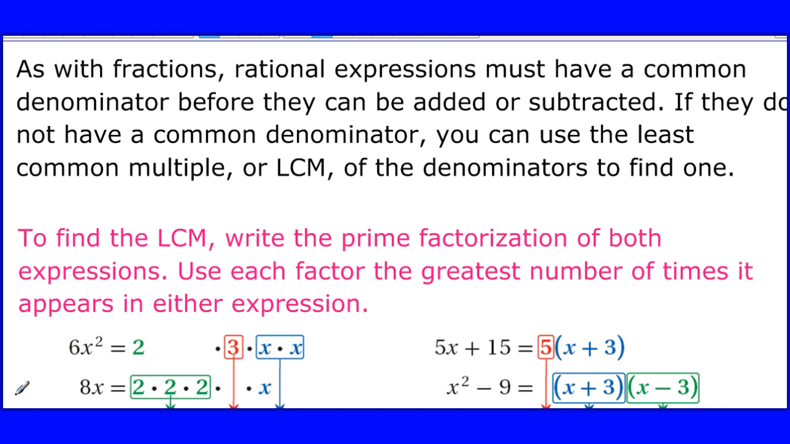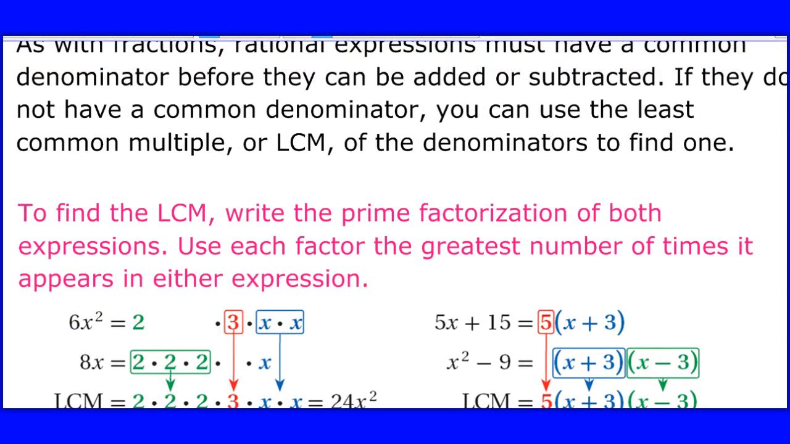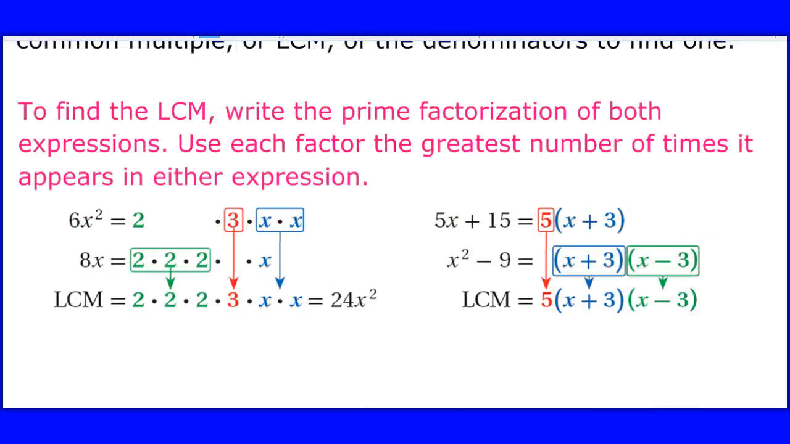It makes it a little more difficult if they don't have a common denominator, so you have to have a common denominator. All right, we call it the least common multiple. To find that, factor your terms, and then any factor that they have in common, take the greatest number of times that it appears in either one of the expressions.